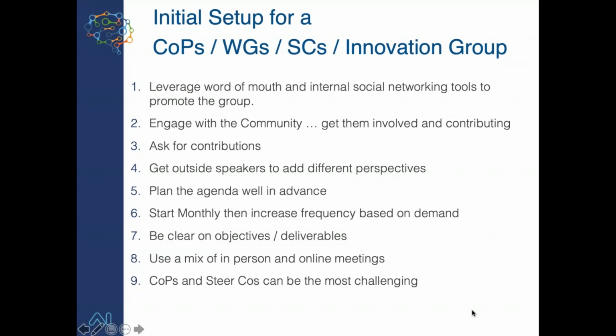And when you look across the different types of groups you can have, you can have a community of practice, you can have a more formal working group, a steerco on top of that, or a separate innovation group. I found out of all of those, a community of practice and a steerco are actually the most challenging, not necessarily to set up, but to sustain longer term. So it is very challenging, but there are many things you can do to help with that. So that's the initial setup.